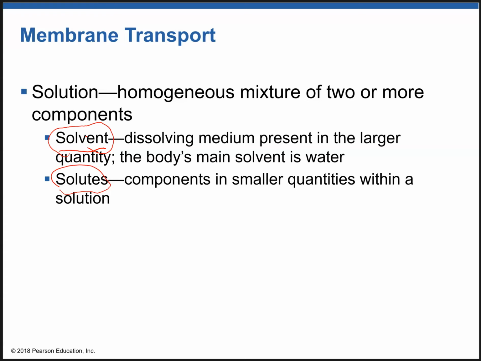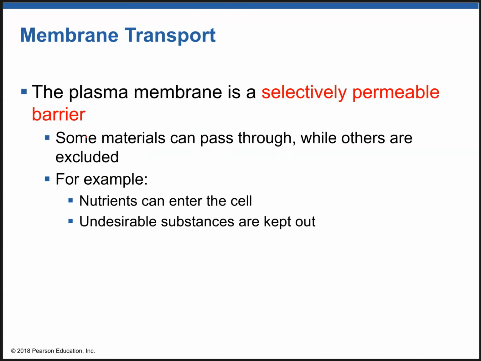So solute is the component being dissolved in a bigger volume of another substance like water or milk, right? So solute is the salt or sugar and water is the solvent. And solution is a homogeneous mixture of the solute in a solvent. So the plasma membrane is a selectively permeable barrier. So only some materials can pass through while others are excluded. So it selects what needs to pass through, and for this purpose they have sensors or receptors on the surface of the plasma membrane. A lot of times these receptors are in the form of proteins on the surface of the plasma membrane.